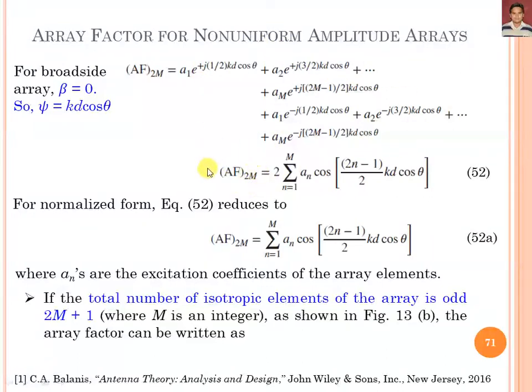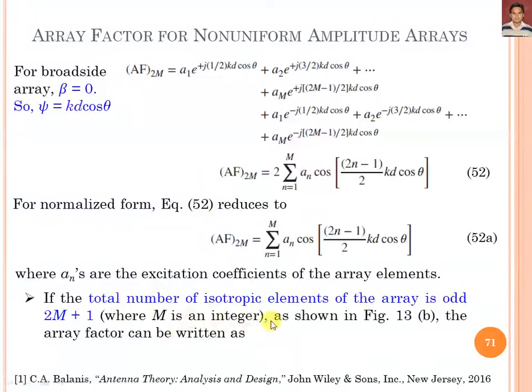Then we will get the array factor of an even number of elements, which is equal to twice the summation from n equal to 1 to m, using these expressions. This form can be reduced to the normalized form by using expression 52a, array factor of m, and this is important for calculating the amplitude excitation coefficient of an n element array.